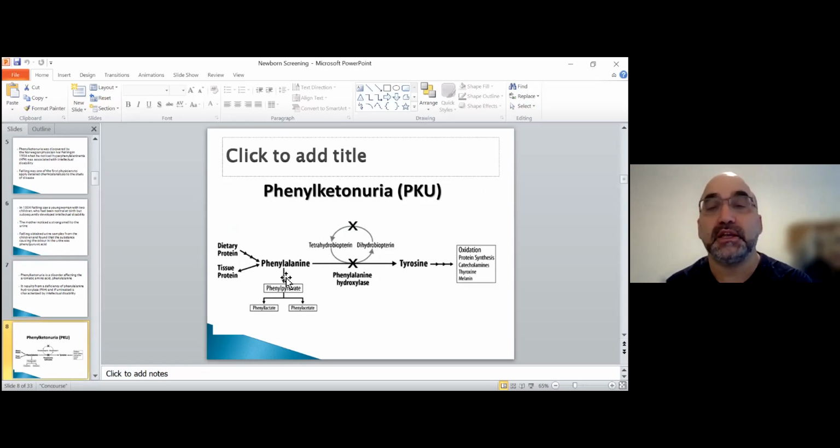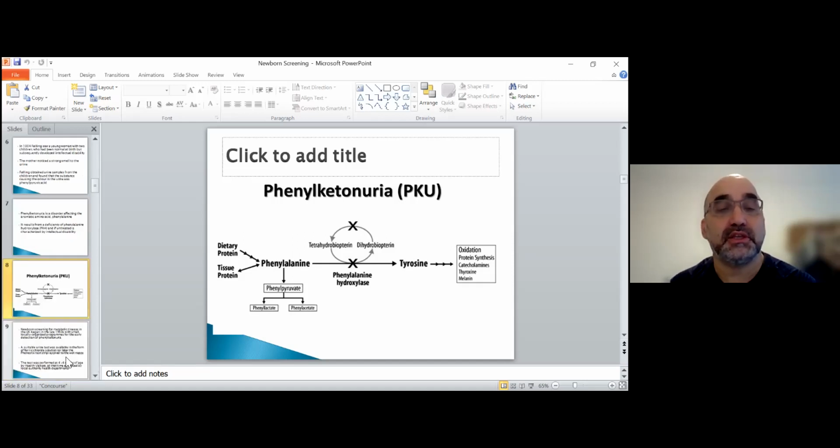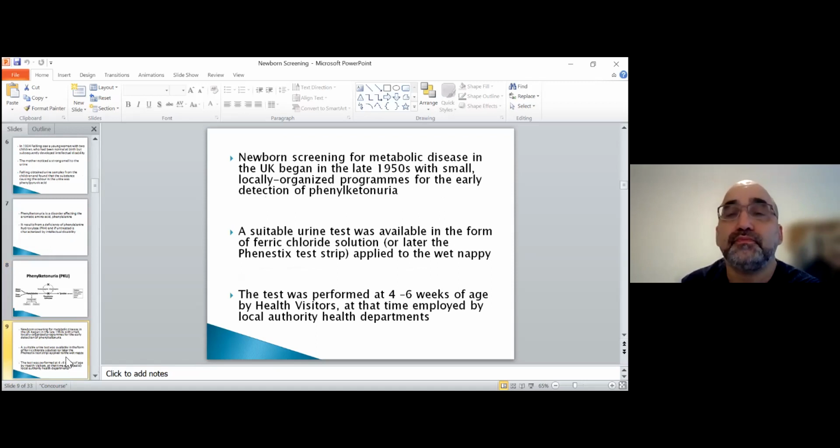So phenylalanine gets changed to tyrosine by phenylalanine hydroxylase, and this is when it is not working. And then there's a buildup of phenylalanine in the body, in the blood, and it gets changed to phenylpyruvate and phenyllactate and acetate, and gets secreted in the urine. Hence the change in the urine smell and also the chemistry. So that is how it was originally detected in patients with PKU.